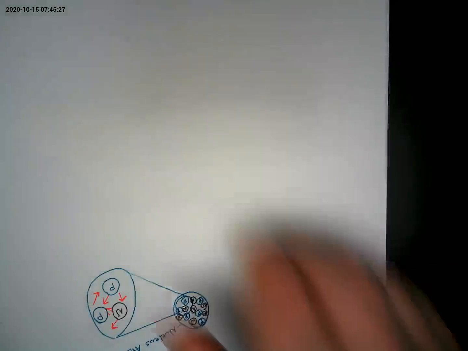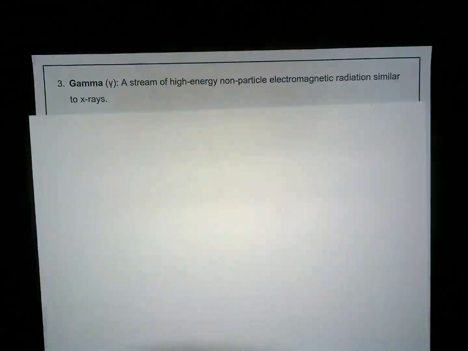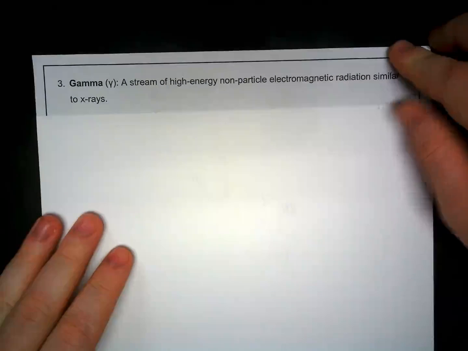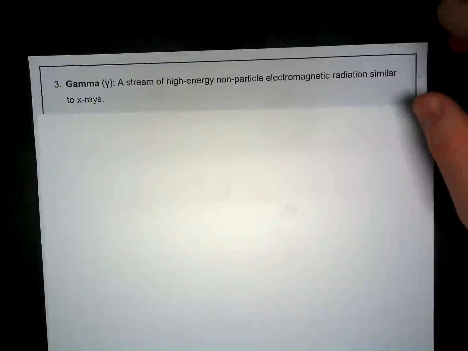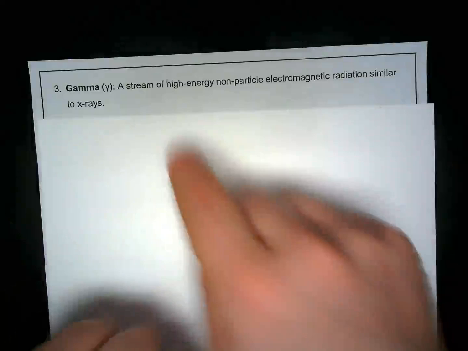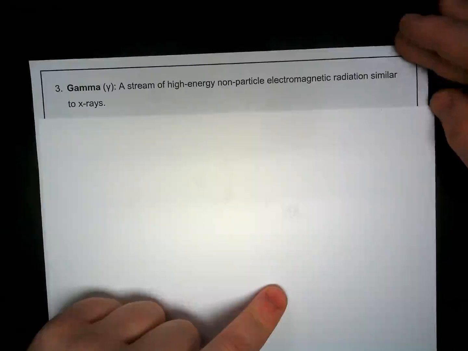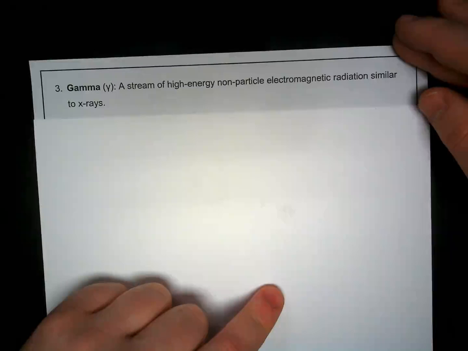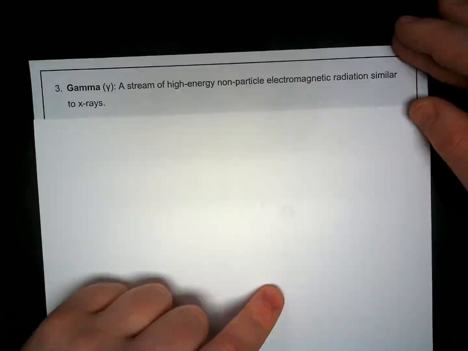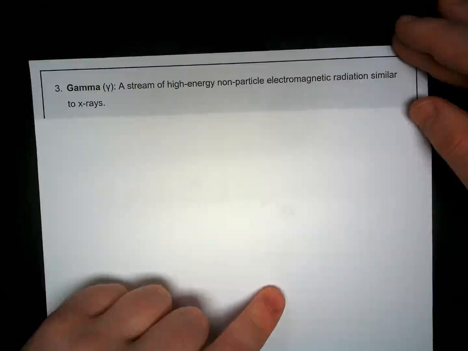Okay. All right, and then the last kind of decay that we're going to talk about before getting into a couple of just more or less examples: gamma radiation is also one. I mentioned this in the beginning, so we denote that with this weird looking gamma. Okay, and this is a stream of high-energy non-particle electromagnetic radiation similar to X-rays. So think of it this way: gamma radiation is just energy, not exactly electrons, just energy freely moving where it wants to go, through things, past things, and can be quite dangerous.